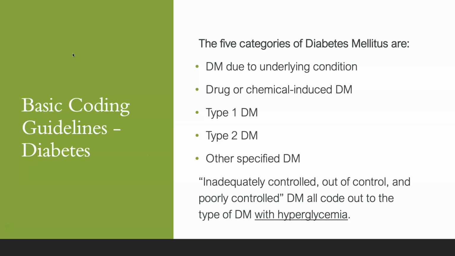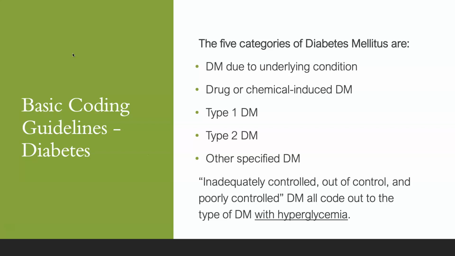Let's focus on diabetes because you'll probably have a fair number of diabetic patients that you'll see in the office, since they require follow-up on a regular basis, even if it's just checking blood sugar, or checking how they're doing with their insulin dose. Does that need to be changed? Those types of things. And having a serious chronic lifelong disease such as diabetes, these patients will probably be back several times. So the five categories of diabetes are diabetes due to an underlying condition, drug or chemical induced diabetes, type 1 diabetes, type 2 diabetes, or other specified diabetes.